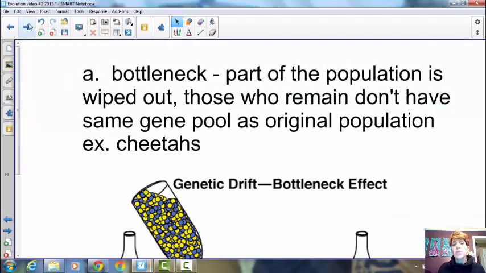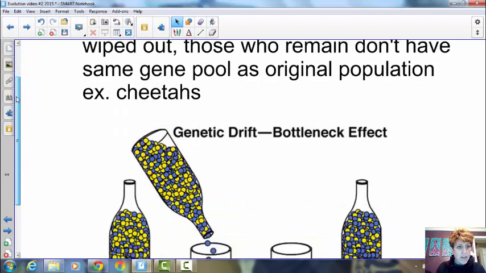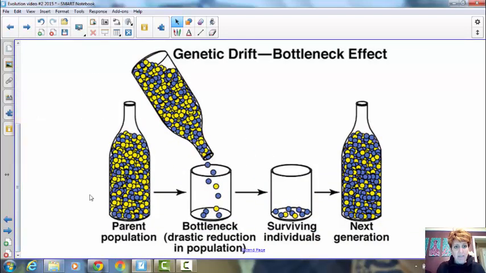So there are 2 examples of genetic drift. The first is called bottleneck. So I actually want to get onto this picture first. Here I have the parent population with all of these genes, and a bottleneck means you're reducing the population size. So we have blue and yellow alleles. We'll say the blue are the dominant and the yellow are the recessive, and there's quite an even mix here.